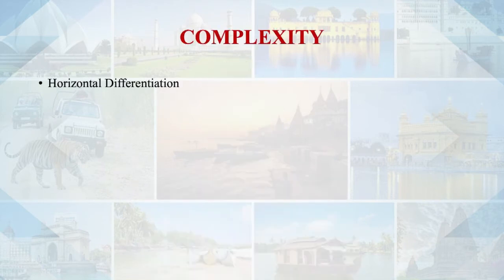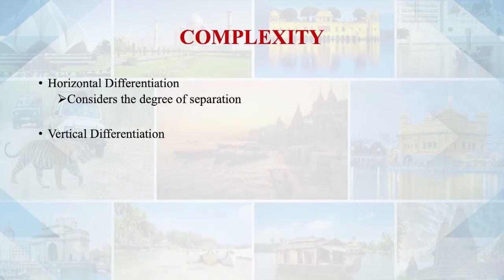In the issue of complexity, differentiation can take place in three different forms. The first is what we call horizontal differentiation. What does horizontal differentiation consider? It considers the degree of separation between different units in the structure. If the organization really needs diverse kinds of people with specialized knowledge and skills, obviously the horizontal complexity of the organization increases. The second possibility is vertical differentiation.